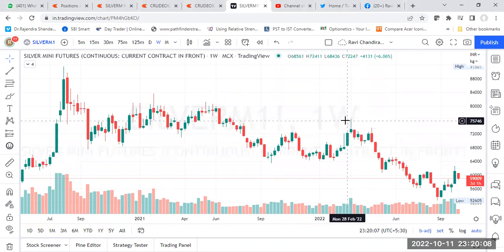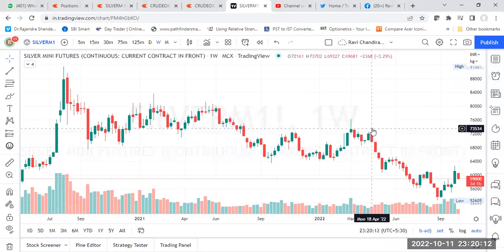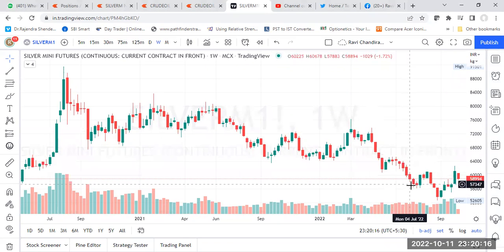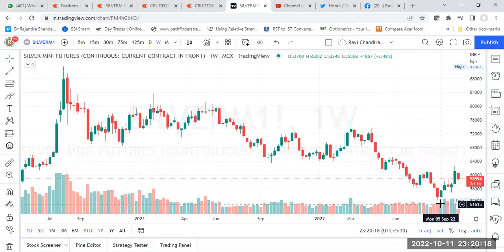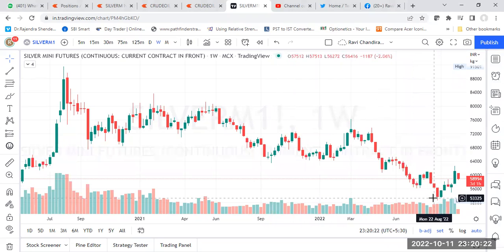earlier trend. So if you see high, low, lower high, lower low, lower high, lower low, lower high, lower low. So the trend was clearly from sideways, it had turned down.